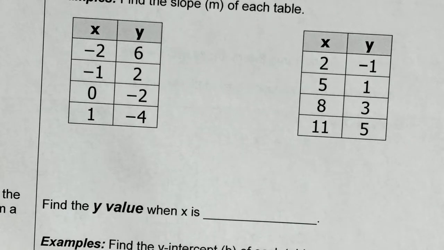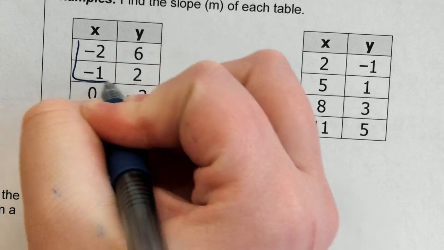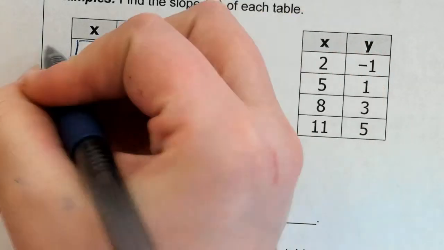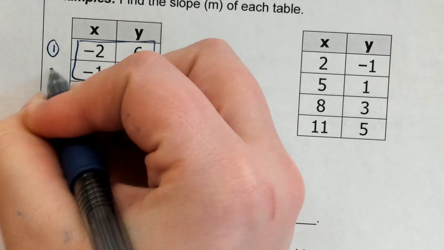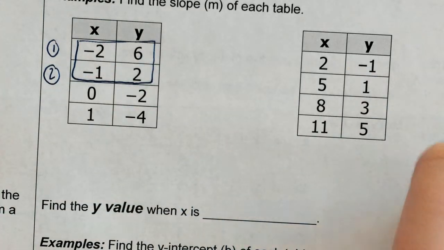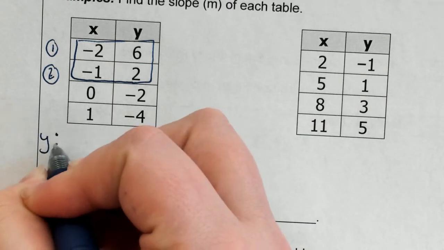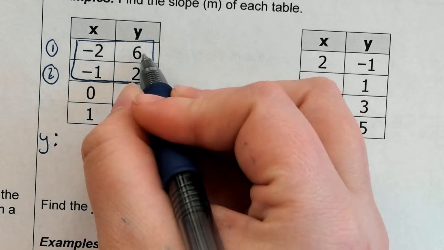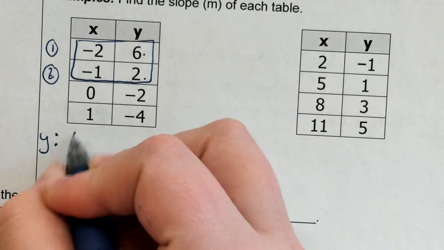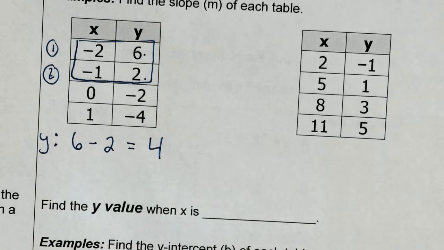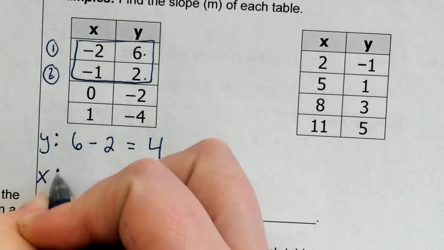So you can pick whatever 2 points that you want. It really doesn't matter. Let's say we pick the first two. So here's our first point, and here's our second point. You could have said this is first, this is second. It really does not matter. So what we're going to do first is we're going to subtract the y values. Well, that would be 6 minus 2. And that equals 4.